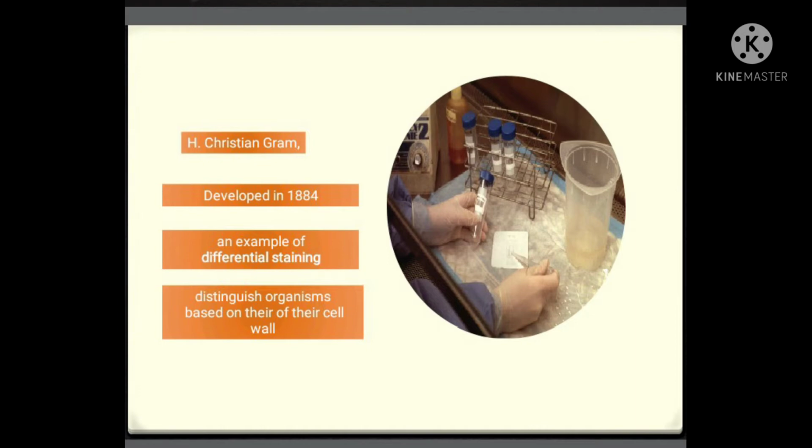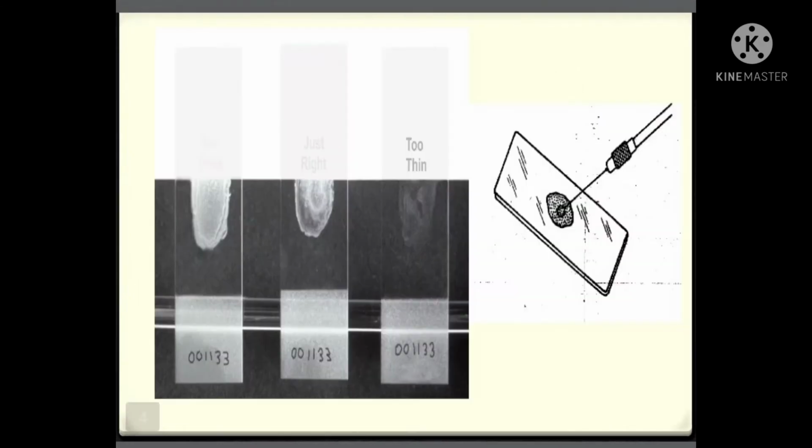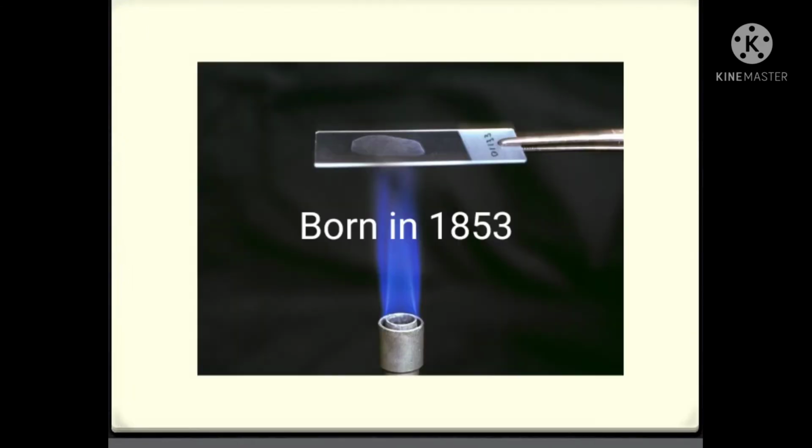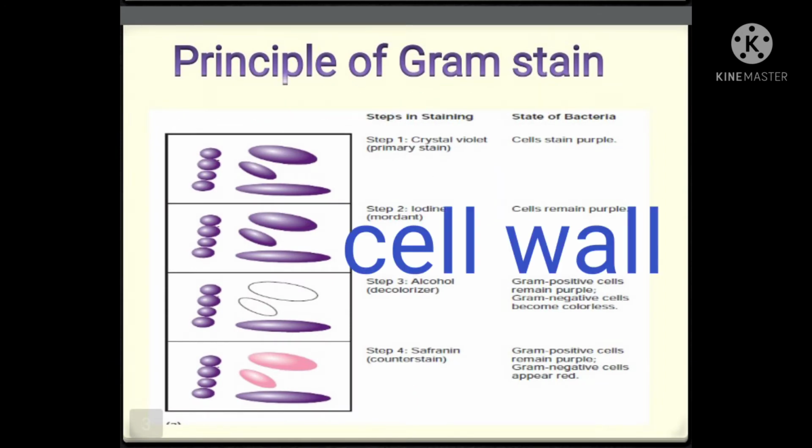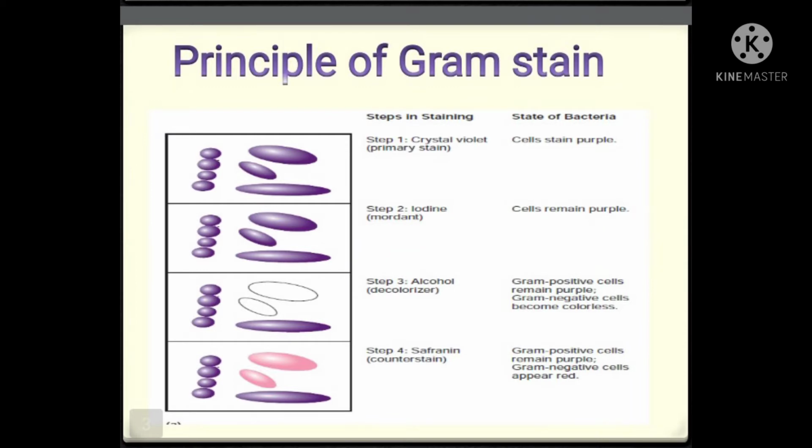This method was developed in 1884 by Hans Christian Gram, who was born in 1853, who developed this technique while working with Karl in the morgue of the city hospital in Berlin. At that time, he had found that this staining method differentiates bacteria on the basis of their cell wall. After gram staining, gram-positive bacteria appear purple-violet in color and gram-negative bacteria appear pink in color.